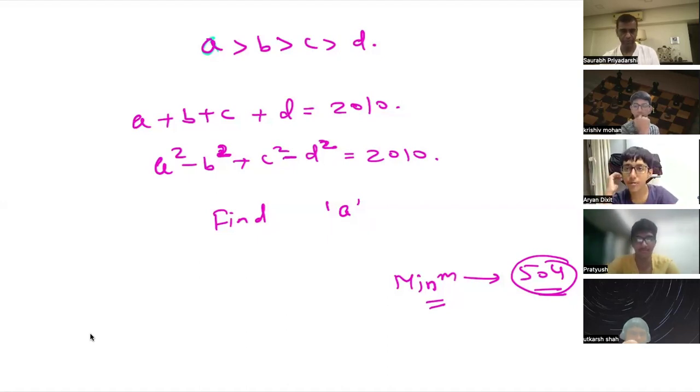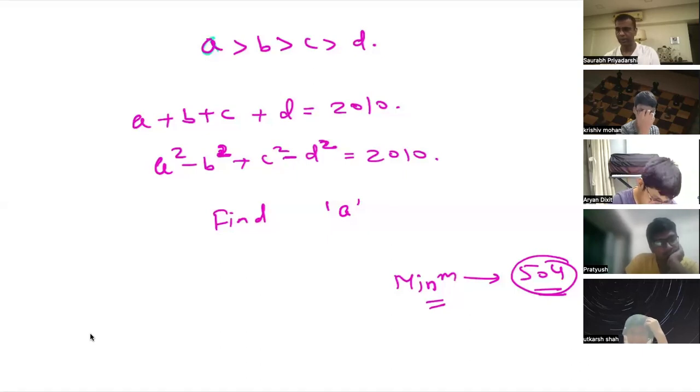सर, इधर से A प्लस C मुझे 1006 मिला और B प्लस D 1004, तो इसमें A 504 है, B 503 है, C 502 है, D 501 है। And number of possible A's we have to find, na? So how many A's are possible?